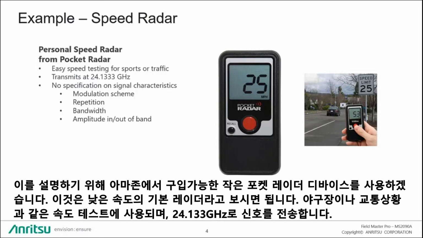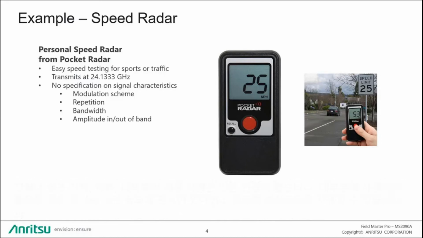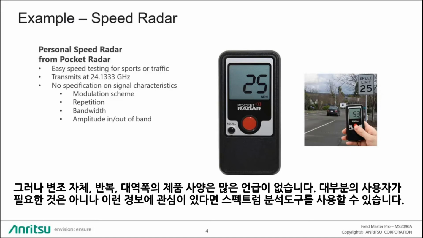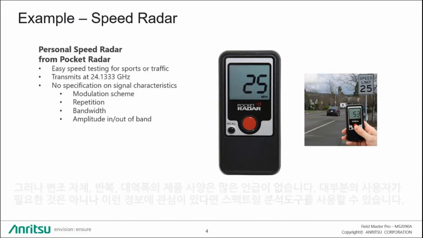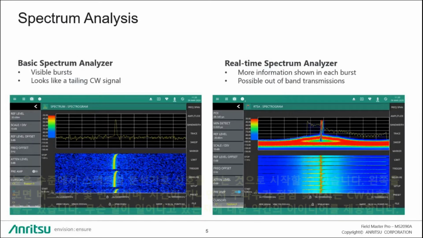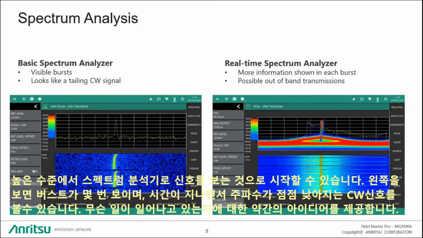It transmits a signal at 24.1333 gigahertz. But there's not a lot of mention in the specifications of the product about the modulation itself, the repetition, bandwidth, which most users don't need. But if you're interested in digging into that kind of thing, then this is where you can use your spectrum analysis tools.